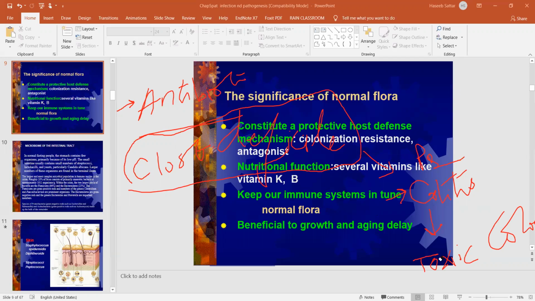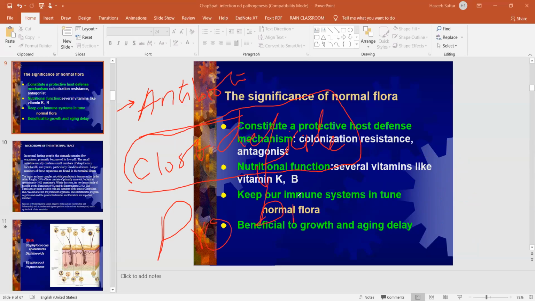That is why, when we give long-term antibiotics, we need to evaluate the signs and symptoms of Clostridium difficile infection. And that is why sometimes, after using the antibiotic, we also give probiotics to replenish the normal flora. So this is a disease, and this is another significance of our normal flora.